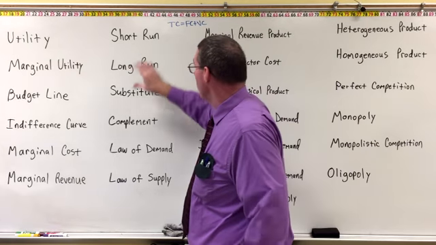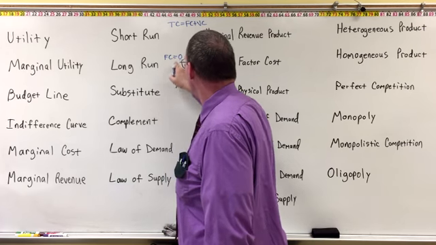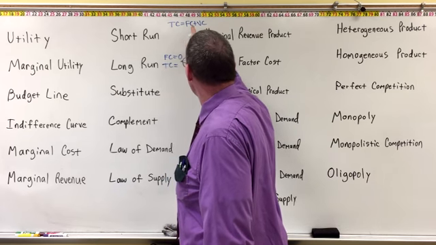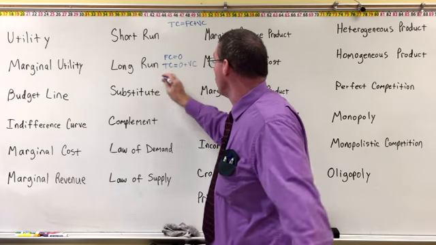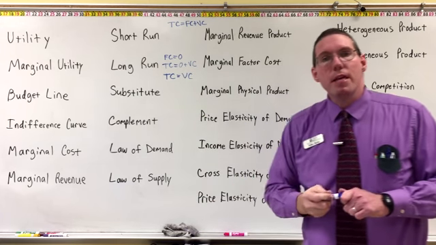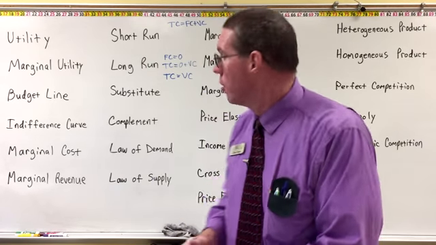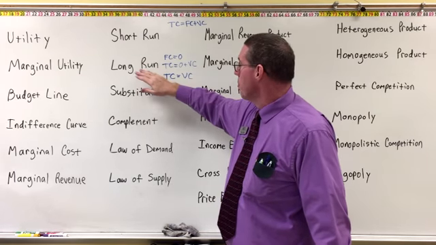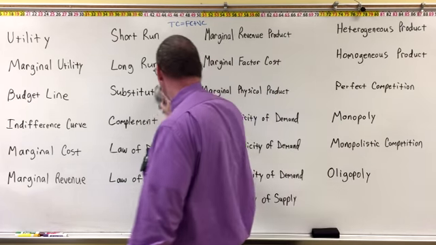However, not so in the long run. In the long run, fixed costs equal zero. And because fixed costs equal zero, total cost is equal to zero plus variable cost. So in the long run, total cost is equal to variable cost. What that means is that all costs are variable for the company in the long run. So the long run is a time period within a business when all costs are variable. All right, now let's move on to substitutes and complements.